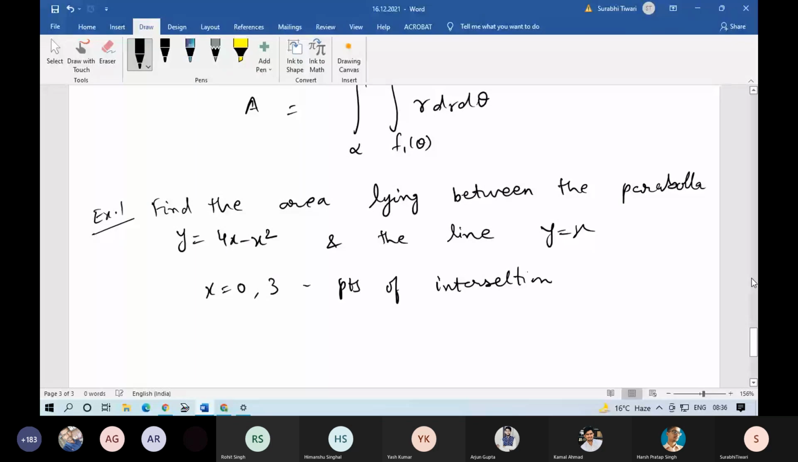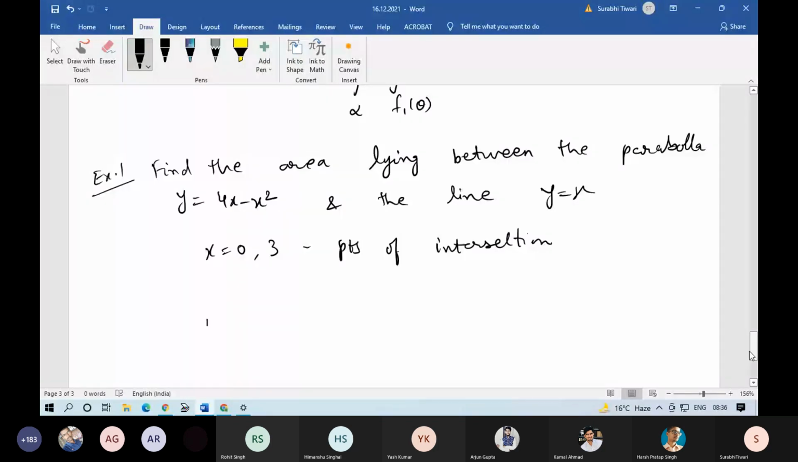Okay, so now area is dy dx. Now put the limits of y. y is varying from one curve to another curve. So you put one curve and another curve, and the value of y, dy dx, and the value of x varies from 0 to 3. Calculate it.